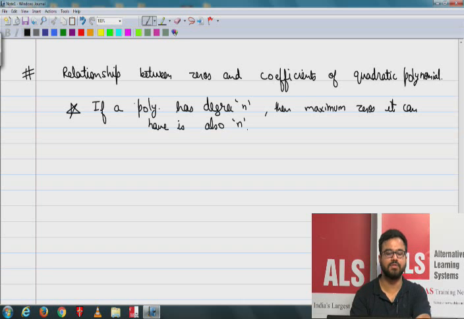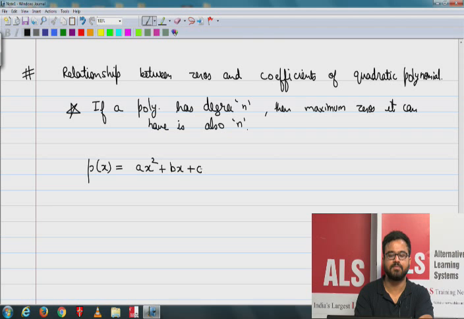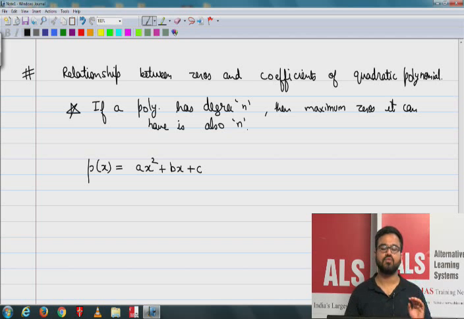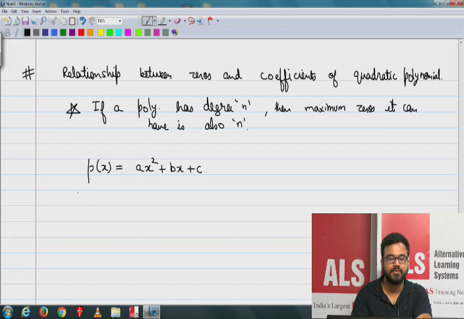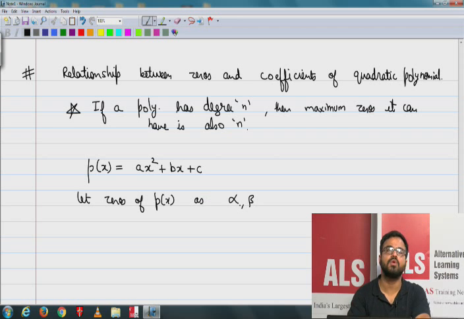Now coming back to this one, the relationship between zeros and coefficients of a quadratic polynomial. First we will define, let's say our quadratic polynomial is ax square plus bx plus c. That is the general form of the quadratic polynomial. Since the degree is 2 over here, the maximum number of zeros it can have is 2. And we will denote the zeros of p(x) as alpha and beta.